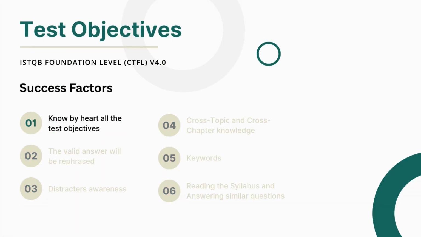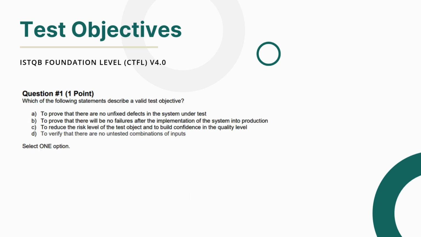This brings us to our first success factor for passing the exam. Know by heart all 9 test objectives. Now, let's see how this works in practice with a sample exam question. Take a moment to think about it. Now let's compare with the official test objectives from the syllabus.